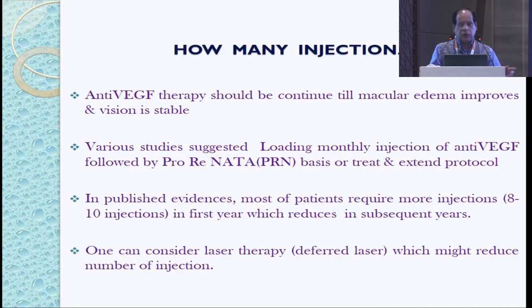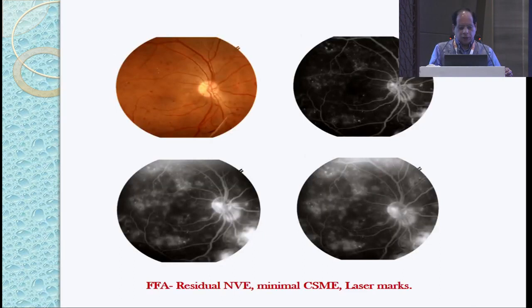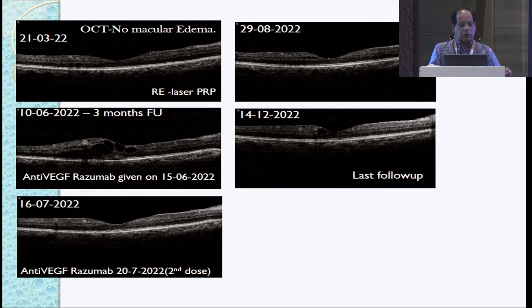How many injections? Various studies suggested the loading monthly injection with anti-VEGF followed by PRN or treat and extend protocols. One patient, a 53-year-old female with poorly controlled diabetes, also underwent PRP. Her vision was 6/12 and 6/8, and she had grade 1 nuclear sclerosis. The angiogram shows residual NVE, minimal CSME, laser and there was a laser mass. OCT was showing no macular edema, so we did complete the PRP.